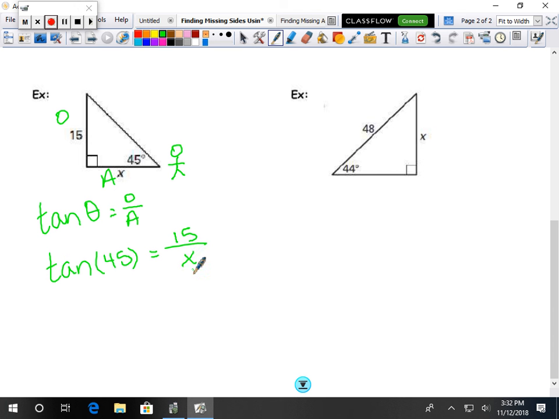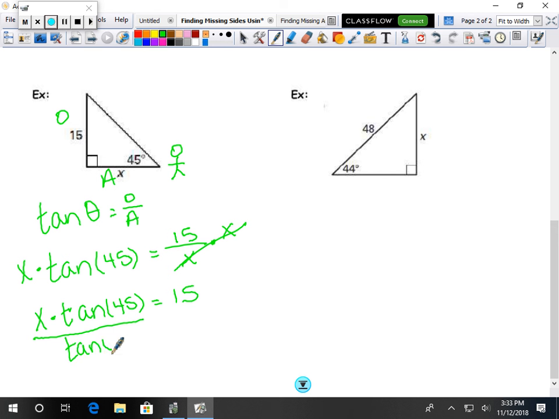Okay, so this is another one like on the front where it's a little bit longer. So I'm going to move x first since that's what's on the bottom of the fraction. Multiply both sides by x. So I'm going to come right down here and rewrite that. X times tangent 45 is equal to 15. I want x by itself, so I'm going to divide both sides by tan 45. 15 divided by tangent of 45 tells me that x is equal to 15.